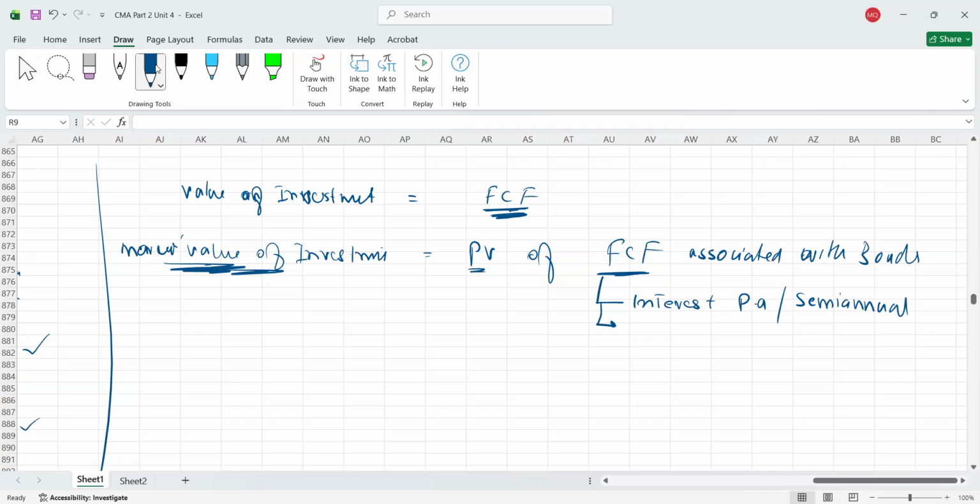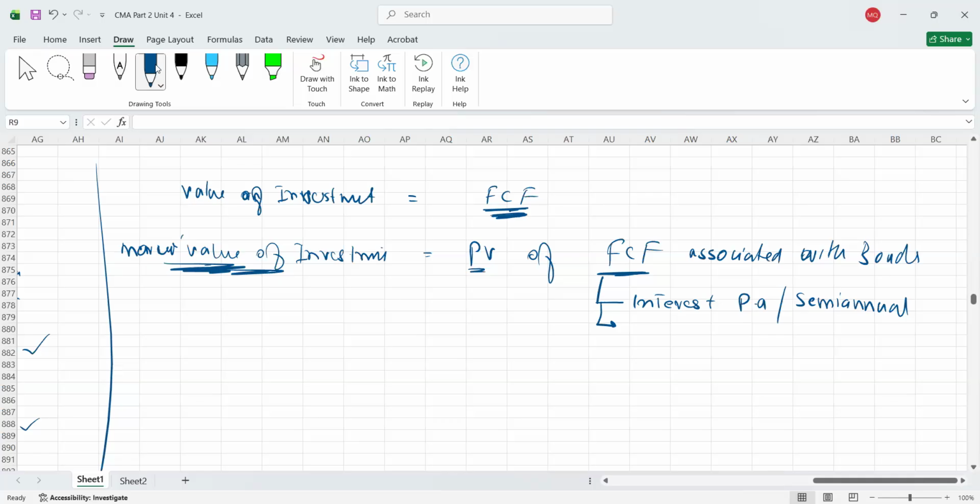Okay, so first we will pay the interest. In short, we will pay the interest over the bond's life. For example, if bond life is 5 years and interest is payable annually, it means 5 times I will pay interest in a 5 years period, right? If interest is paid semi-annually, meaning after every 6 months, then in 5 years I will pay the interest 10 times. But the point is the interest is going to be the first cash flow which is relevant to this bond.